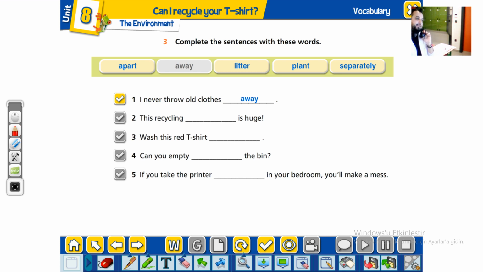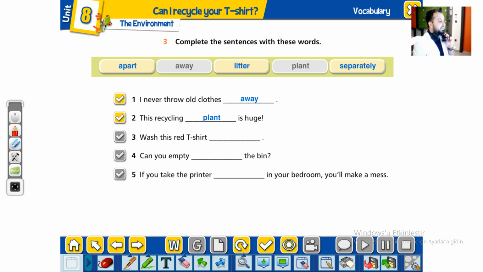This recycling blah blah is huge. Kocaman. Huge'un anlamı kocaman da hatırlayın. Recycling what? Recycling apart we can't use. Recycling litter is huge, it says. We can't use that. We are going to use recycling plants. And wash these red t-shirts... Bu kırmızı tişörtü nasıl yıka diyor şimdi. Apart kullanabiliriz. Separately kullanabiliriz. Please be careful.